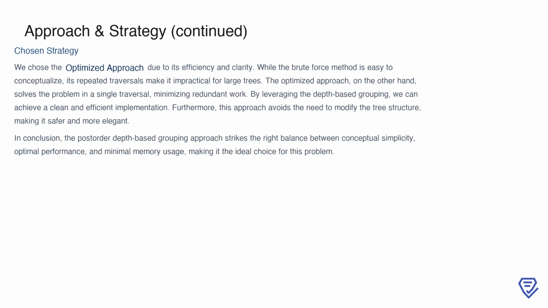Given the trade-offs between the brute force method and the optimized approach, the latter is clearly the better choice. The optimized approach is efficient, solving the problem in a single traversal and minimizing redundant work. It also avoids the need to modify the tree structure, which is safer and maintains the integrity of the tree. By grouping nodes based on their depth, we achieve a clean and intuitive solution that is both conceptually and computationally superior. In conclusion, the post-order depth-based grouping approach strikes the right balance between simplicity, performance, and memory usage, making it the ideal strategy for solving this problem effectively.